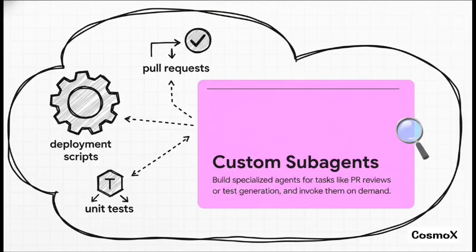First up, we have something called custom sub-agents, and this is incredibly powerful. Imagine building your own little squad of AI specialists. You can create one sub-agent that's an absolute pro at writing deploy scripts, another that's a genius at reviewing pull requests, and a third that can just crank out unit tests all day. You build them once, and then you can call on them whenever you need them. So you're not just using a generic tool, you're using a team you built yourself.